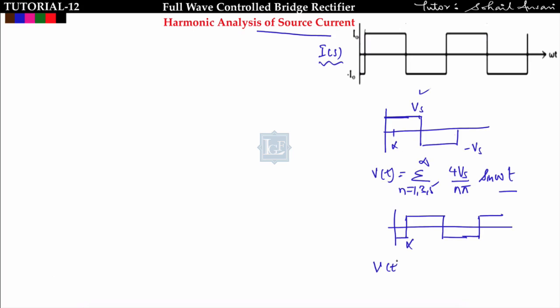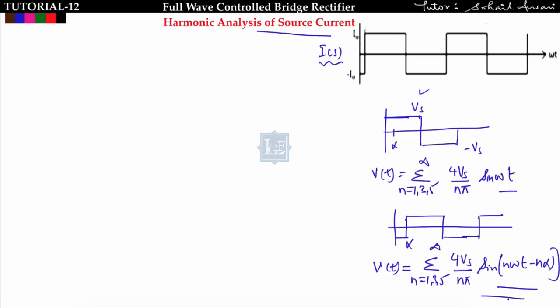from source to load as well as from load to source. Now let us do the harmonic analysis of the source current. We should know how much harmonic content is present in the source current. Because of the rectifier circuit, the source current is not sinusoidal. It is a rectangular pulse alternating between plus I naught and minus I naught. Source current I am getting like this. This we have discussed earlier. We derived in the previous lecture that it is equal to the summation over n equal to 1, 3, 5 to infinity of 4 Vs upon n pi into sin(n omega naught t minus n alpha).